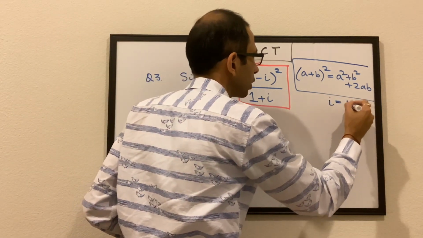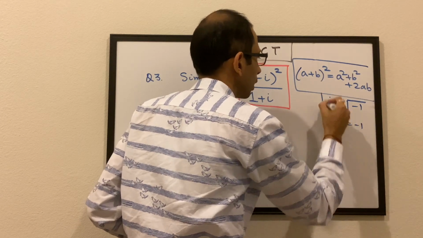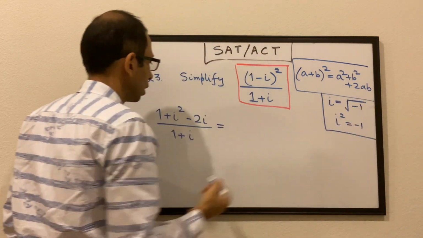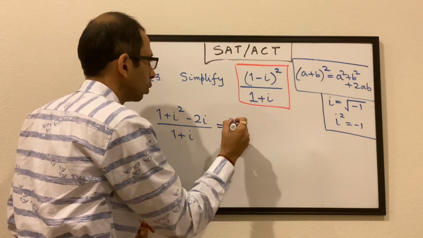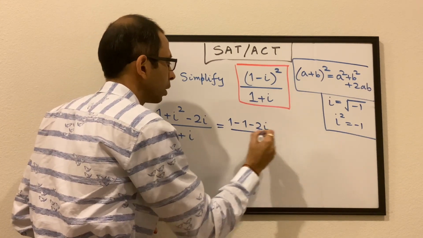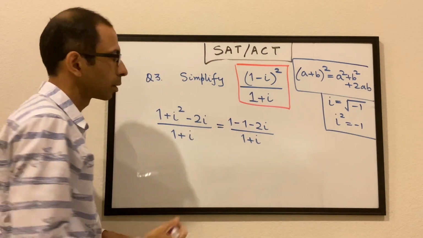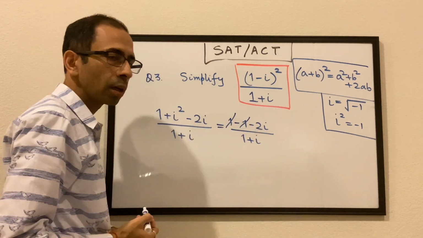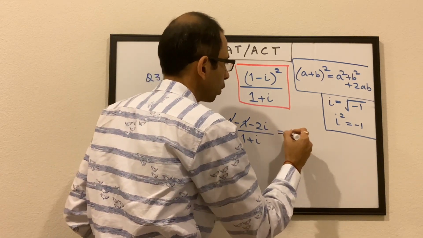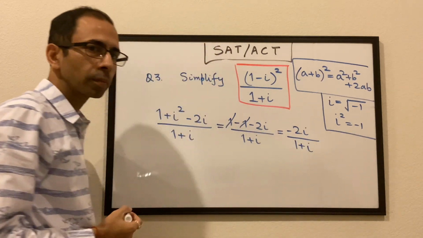So we get 1 squared, which is 1, plus i squared minus 2i, divided by 1 plus i, right? i by definition is the square root of -1, so i squared is -1, right? We know this concept here. So the numerator becomes 1 minus 1 minus 2i divided by 1 plus i, because i squared is -1. 1 and -1 cancel out and we get minus 2i over 1 plus i, correct?